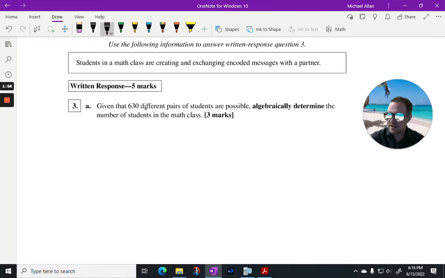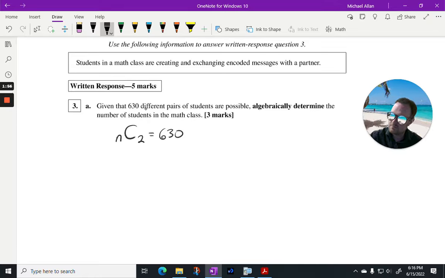Now remember, when you're handshaking or passing messages, it doesn't matter who initiates it. They're just creating encoded messages with each other, and they're just passing them. And they just talk about different pairs of students. But the problem is we don't know how many students there are, but we know there's 630 pairs. So I know that I have a number of students, and to create a pair, I need 2 of them. And I know that there's going to be 630 because I'm not too concerned about order at this point.